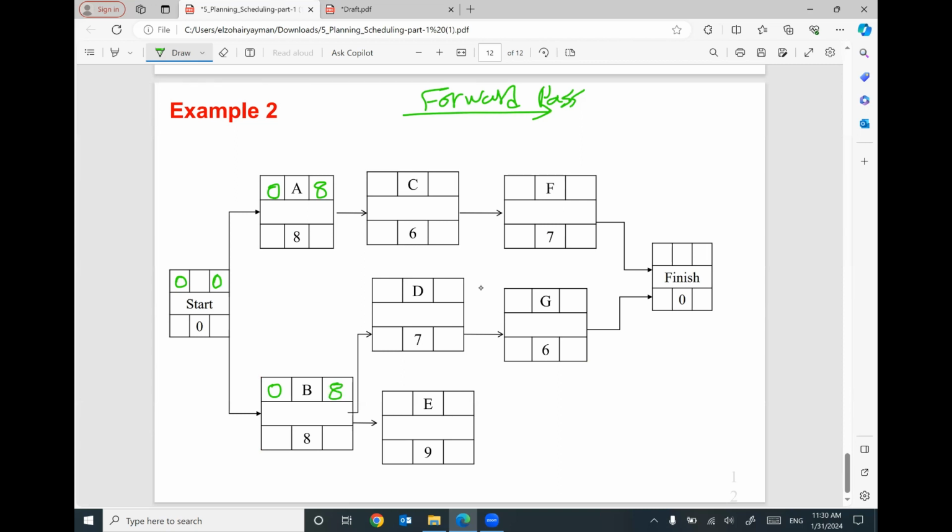For activity C, we have only one predecessor, 8, so we will have 8 here, the same. Early finish here will be the early start 8 plus 6 will be 14. For activity D, we have only one predecessor, 8. We will have 8 here, plus 7 will be 15. For activity E, we have only one predecessor, 8. We will have 8 here, plus 9 will be 17.